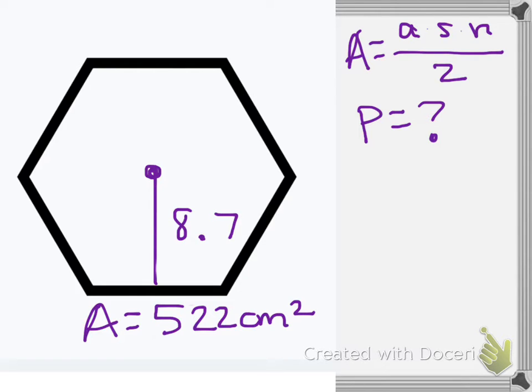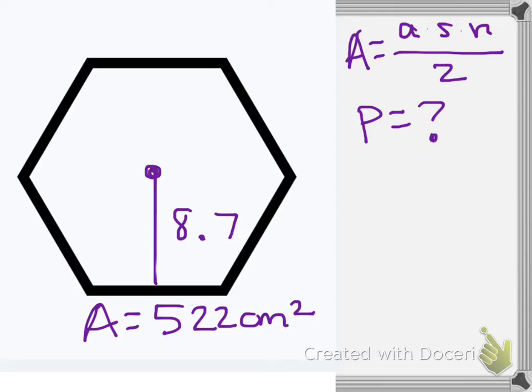This particular problem is more close to number 3 because it's asking for the perimeter. So that P represents the perimeter. They give us the area, they give us the apothem, but they do not give us the side length. So first thing that we need to do is fill in what we know.